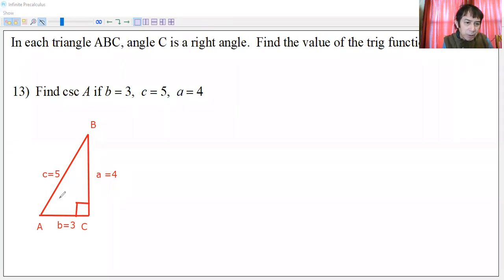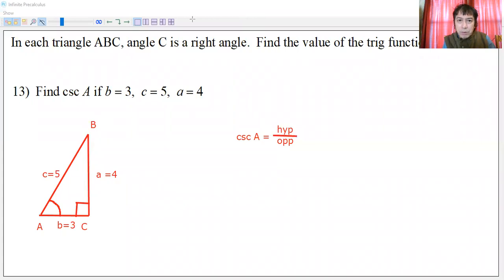So angle A is over here. All right. So cosecant of angle A follows the same formula. Cosecant of angle A should be hypotenuse divided by opposite side. Cosecant, hypotenuse over opposite side. And this is the ratio of these two sides.